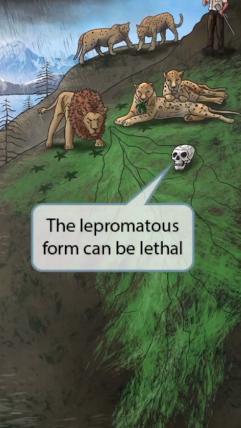Next, notice that we've added a skull right next to the lazy leopards. Perhaps this is the skull of one of the lion's previous meals. In any case, the skull is here to help you remember that the lepromatous form can be lethal.